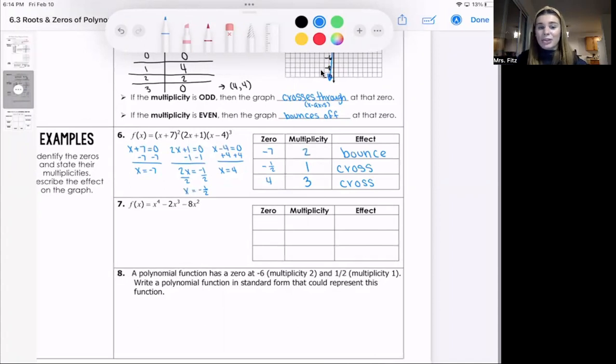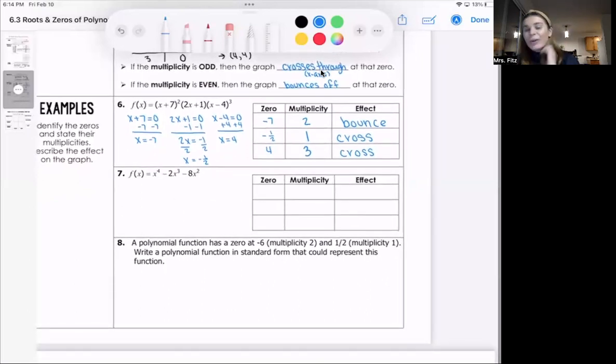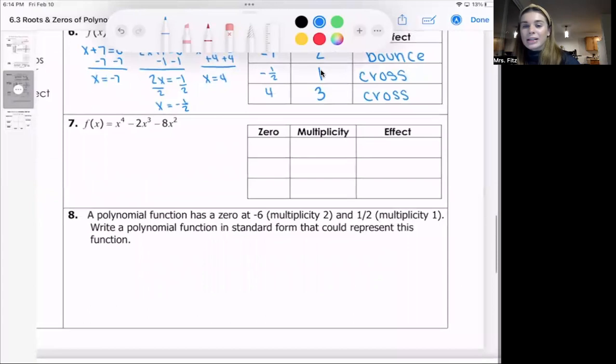Okay, I'm going to let you do number 7 on your own. You do have to factor that one. Don't forget to look for the GCF. And then we're going to do number 8 together, and that's going to be the end for this video. I will have you do one more thing for classwork before you're completely done, but let's go ahead and look at number 8. It says a polynomial function has a 0 at -6, multiplicity of 2, and a half, multiplicity of 1. Write a polynomial function in standard form that could represent this function.